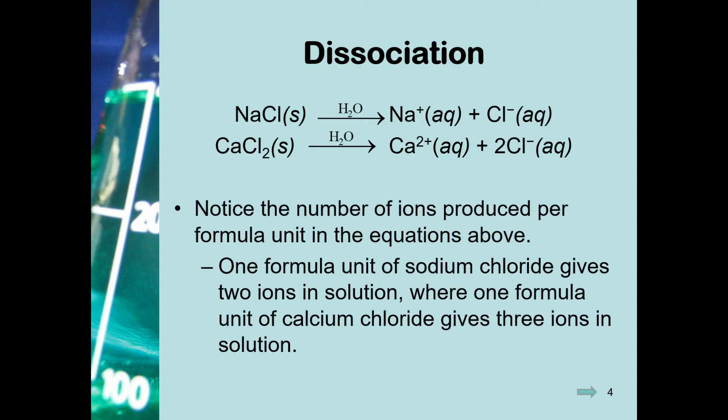Notice that the number of ions produced per formula unit in the above is not the same. One formula unit of sodium chloride gives 2 ions in solution, whereas one formula unit of calcium chloride gives 3 ions in solution.